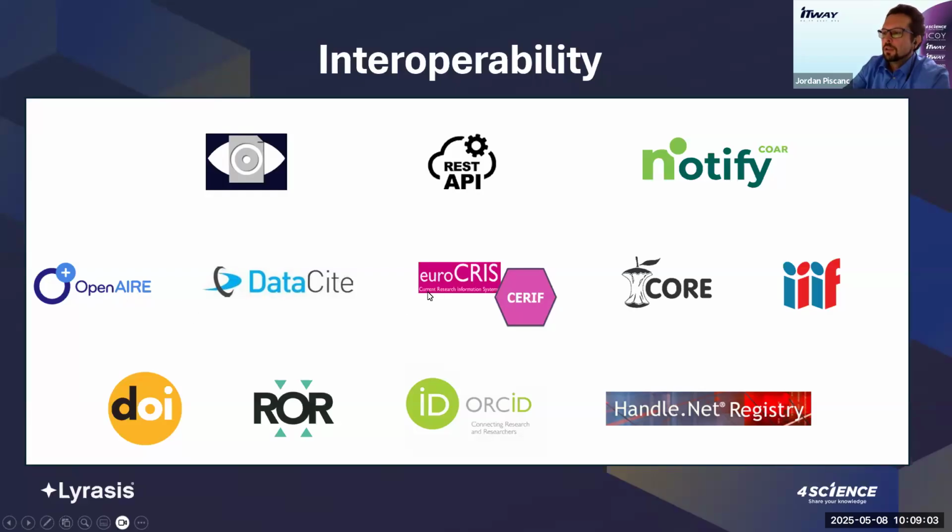Here are all the systems that DSpace now also interoperates with: OpenAIRE, DataCite, CRIS because of the CERIF data model, and now also COAR and IIIF. And thanks to what? Thanks also to persistent identifiers: DOI, ROR, ORCID, or also the old one, Handle.